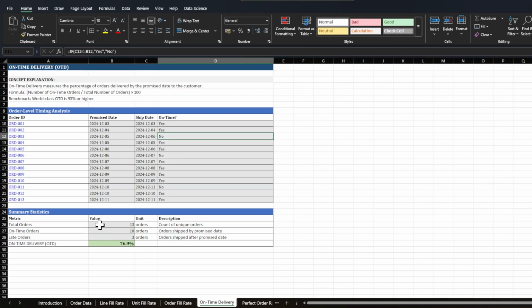Again, we will be checking how many orders we have, what our total on-time orders are, and what our late orders are. And then we are just dividing 10 by 13, which gives the on-time delivery. And here it is 76.9%.